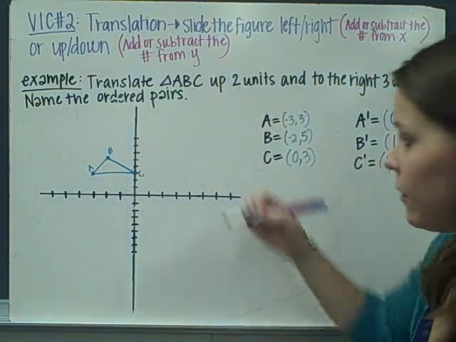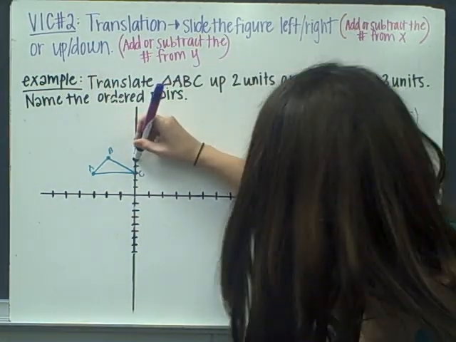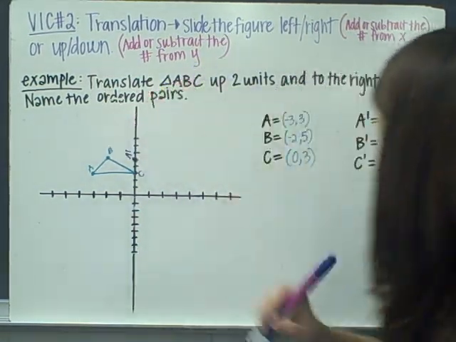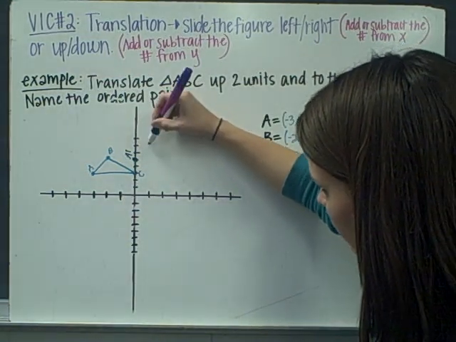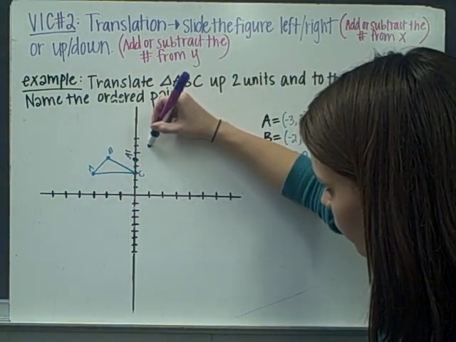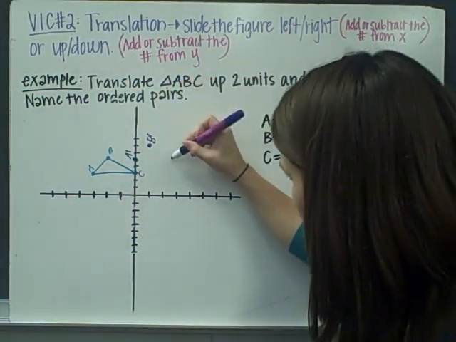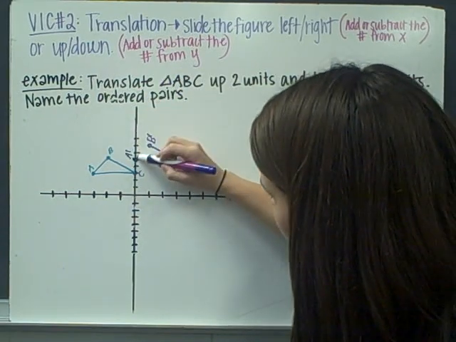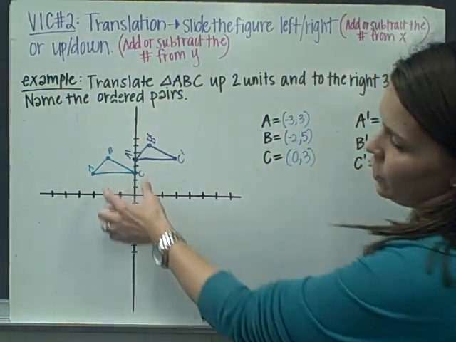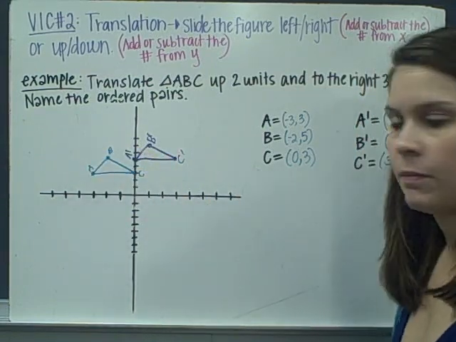So now we can graph it. So 0, 5, 1, 2, 3, 4, 5. So this is A prime. 1, 7, so over 1, up 7, so that's B prime. And C is 3, 5. So this is our new image where this was shifted up 2 and over 3.